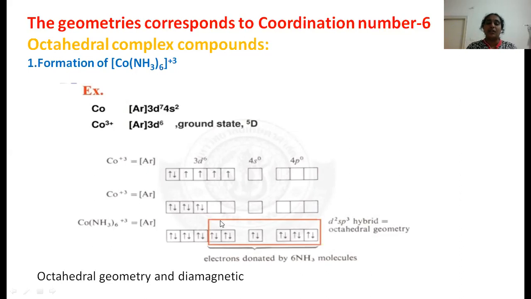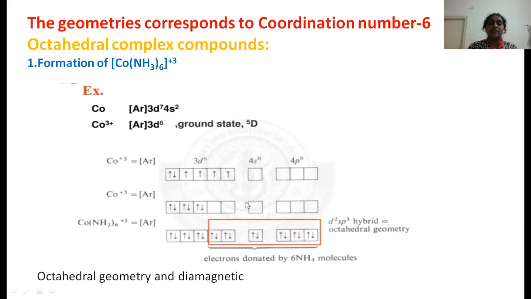So what is the coordination number here? 1, 2, 3, 4, 5, 6. Total 6 orbitals undergo hybridization and form the d2sp3 hybridization. Because there are 6 vacant orbitals, to each vacant orbital one ammonia ligand donates electrons and makes a bond between the ligand and metal, forming the octahedral complex. So in this complex the hybridization is d2sp3 and the geometry is octahedral.